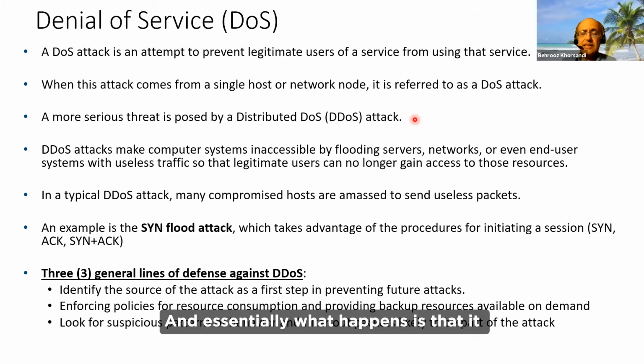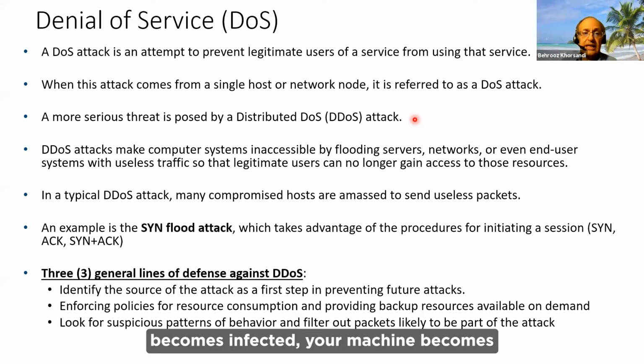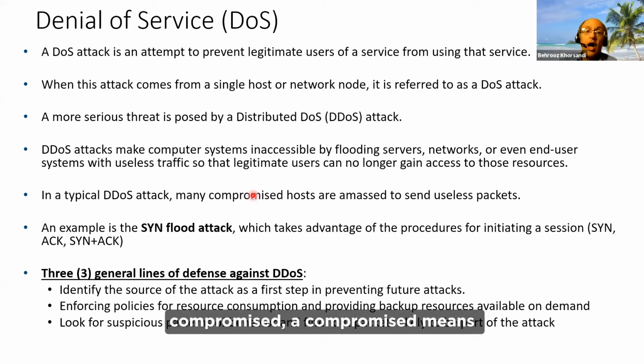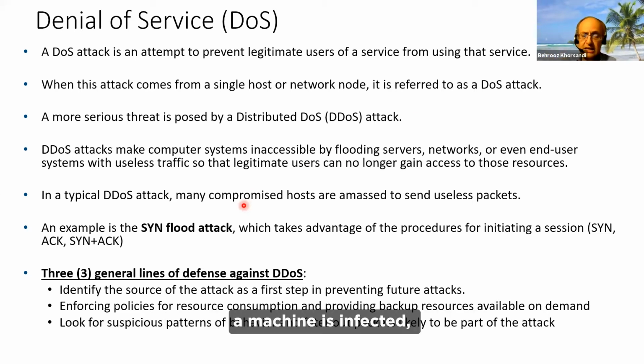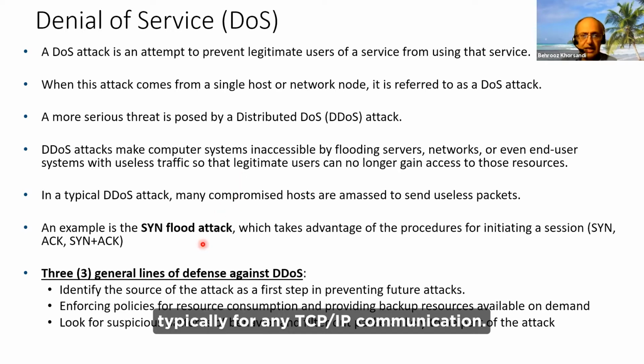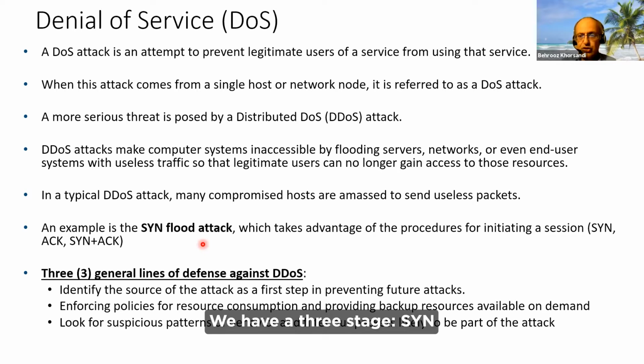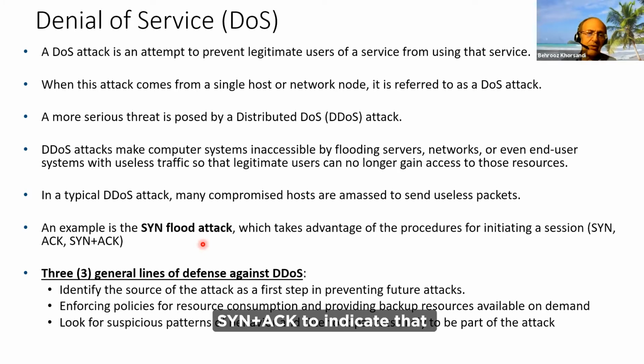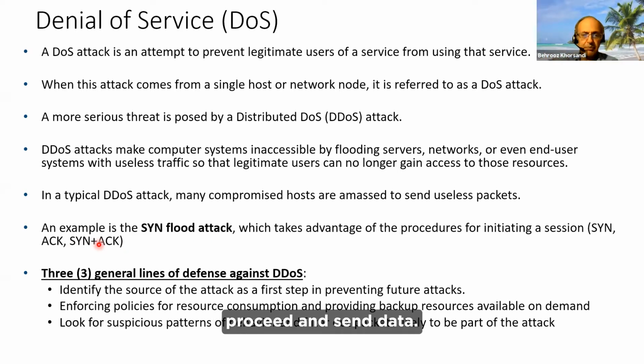And essentially what happens is that it could be that your machine becomes infected, your machine becomes compromised. A compromise means a machine that is infected, and that your machine in turn sends more junk, useless packets to others. An example of this DOS is the SYN flood attack. Typically for any TCP/IP communication, we have a three-stage handshake. SYN is synchronization, ACK is acknowledgement, SYN plus ACK to indicate that, okay, from this point on, we are ready to proceed and send data. By SYN flood attack, you essentially flood the two endpoints with these useless packets.